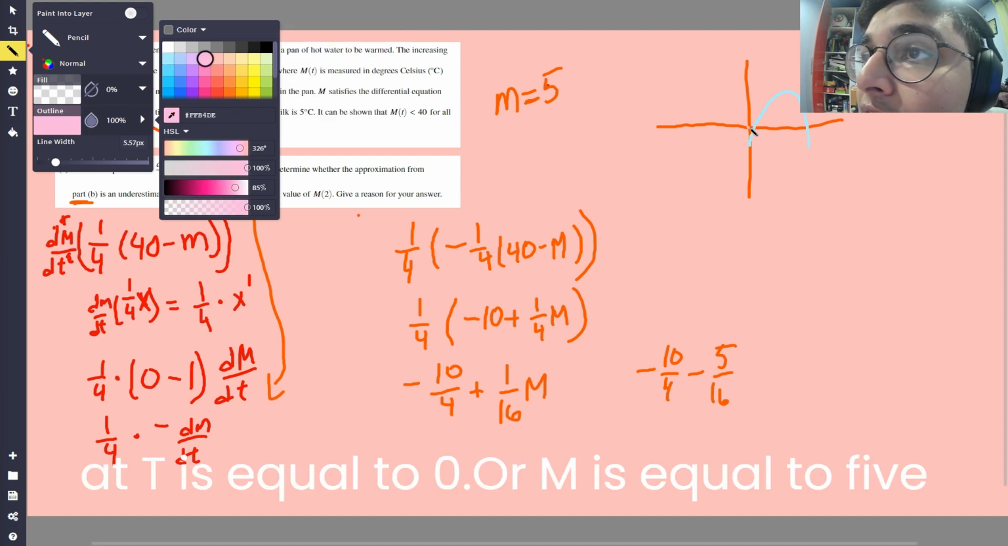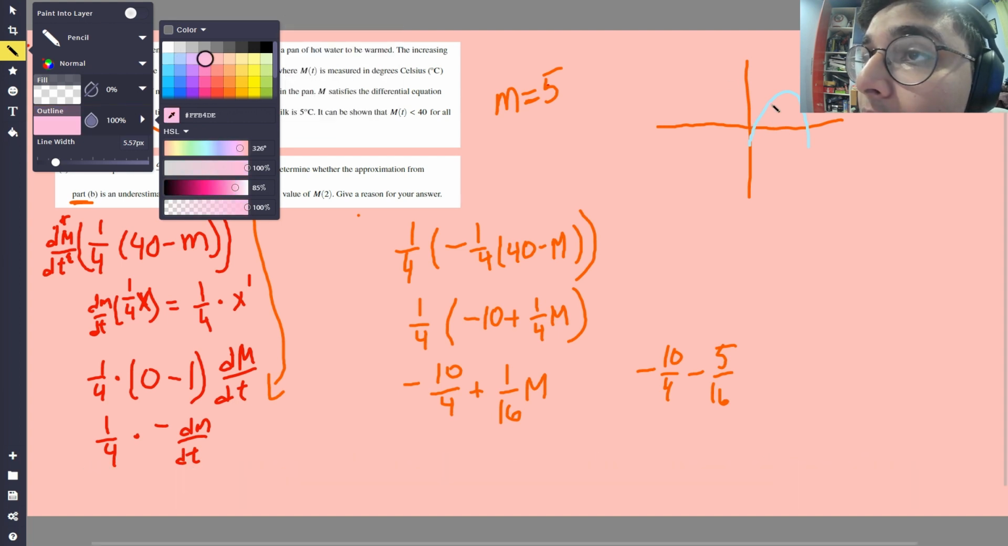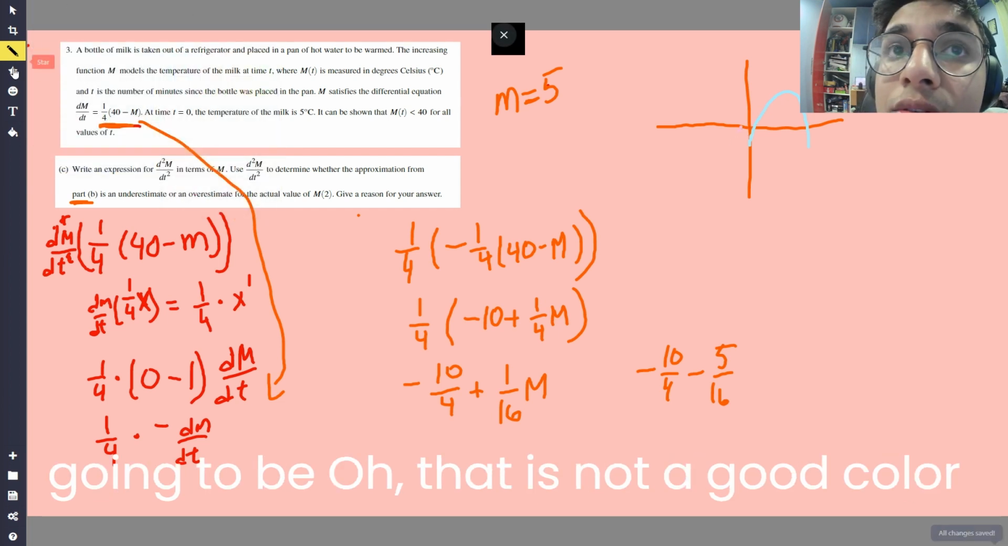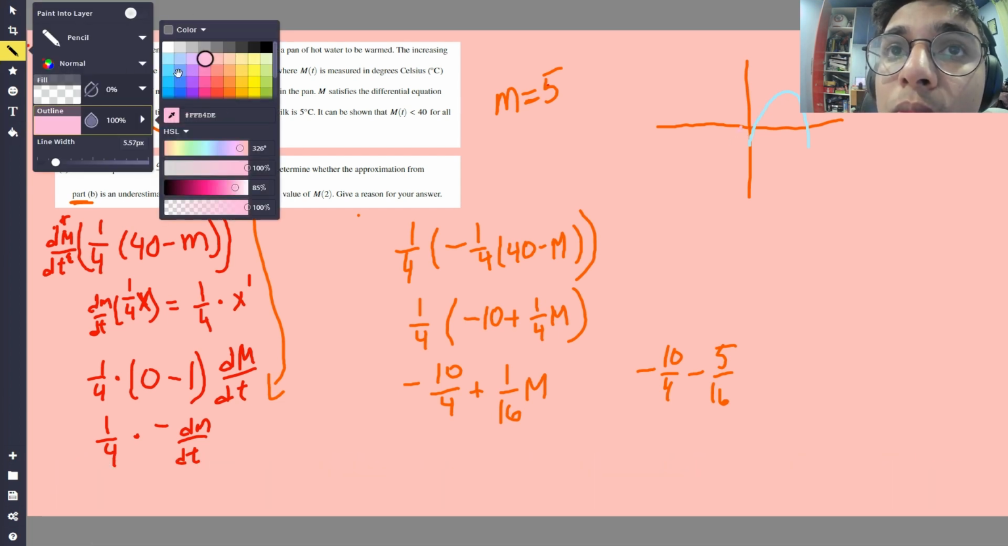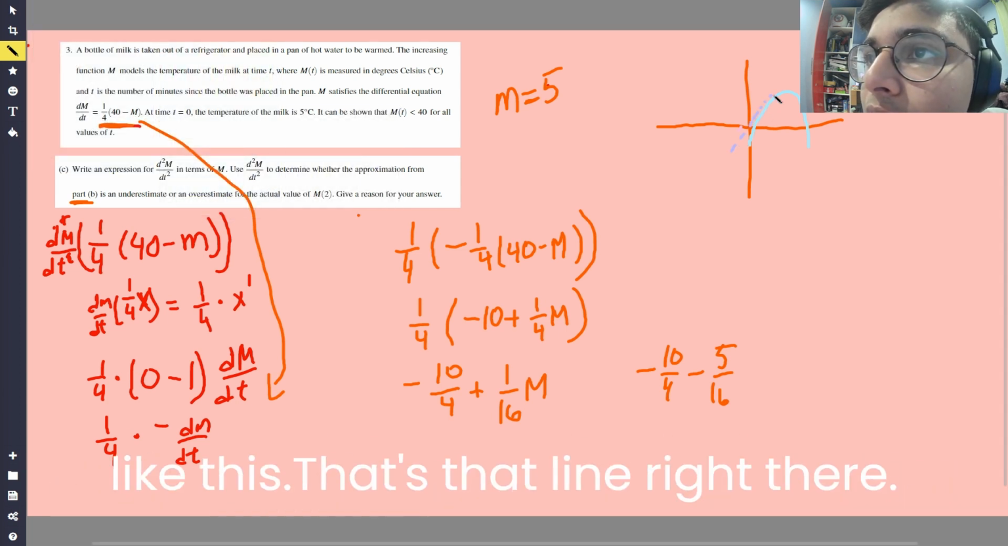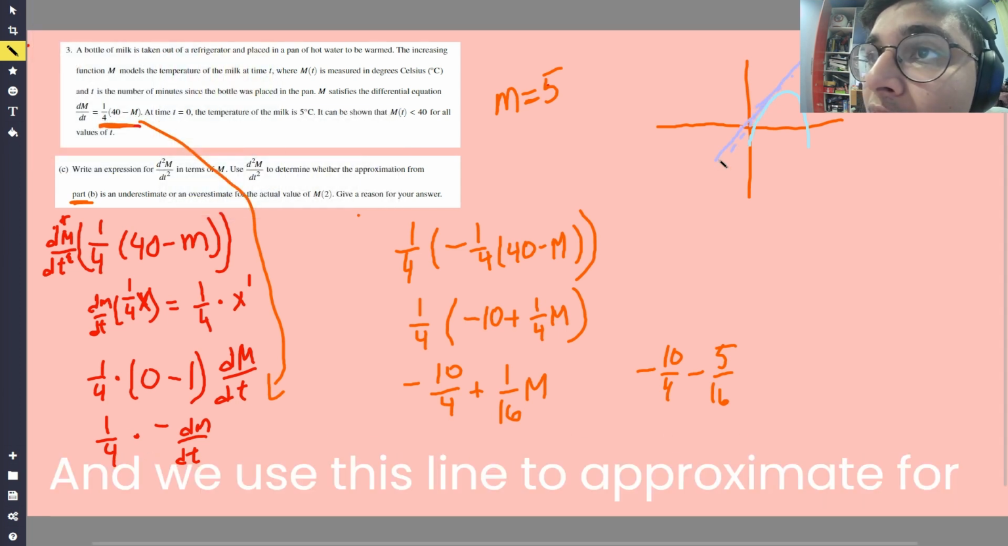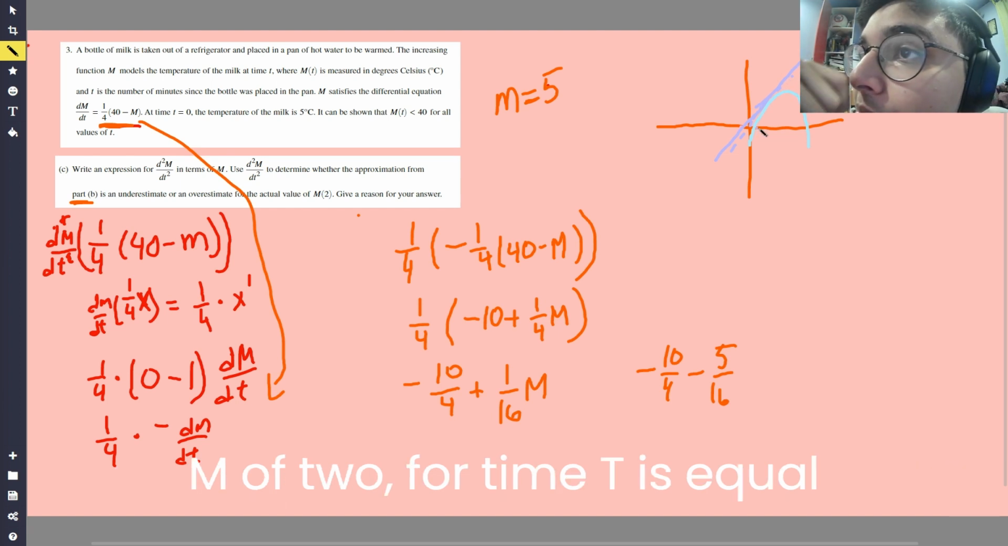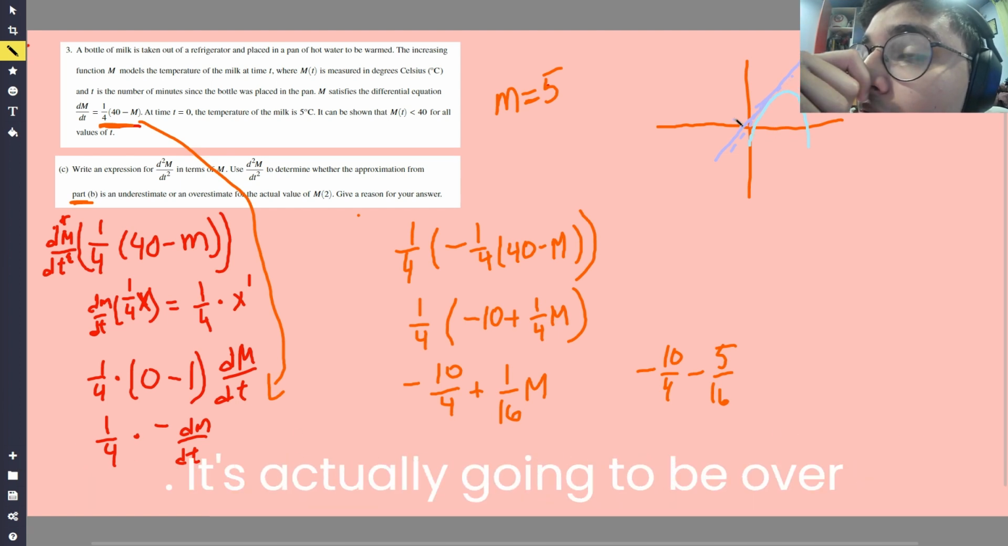So at t is equal to 0, or at m is equal to 5 right here, at some point, it's actually going to look something like this. That's that line right there. And we use this line to approximate for m of 2. For time t is equal to 2, we use that same line.